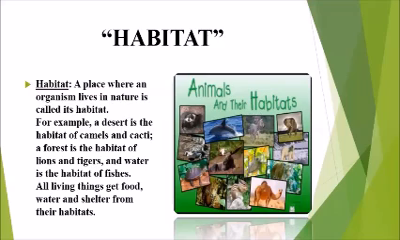First, we will understand the definition of habitat. What is a habitat? A place where an organism lives in nature is called its habitat. For example, a desert is the habitat of camels and cacti. A forest is the habitat of lions and tigers. And water is the habitat of fishes. All living things get food, water, and shelter from their habitats.